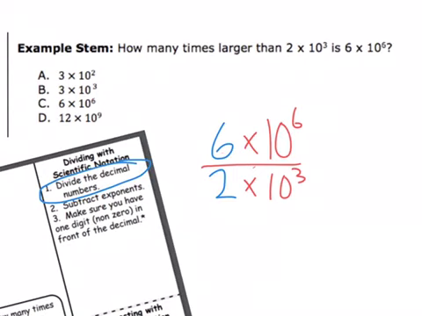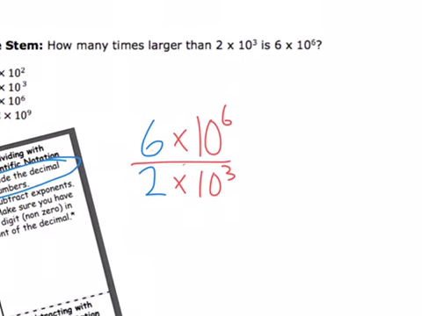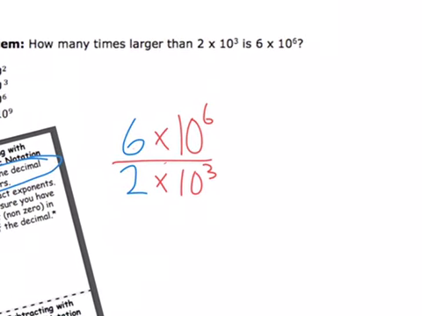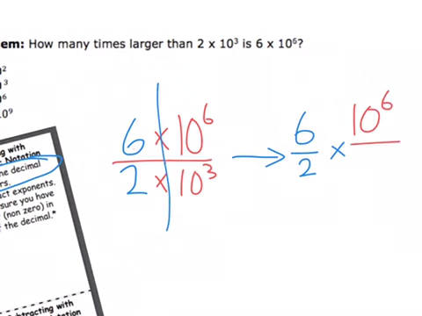Sometimes this kind of thing can be hard to see. So I'm going to rewrite the equation by separating it right in the middle, and I'll be able to see each part a little more clearly. So 6 divided by 2 times 10 to the 6th power divided by 10 to the 3rd power. Now we can see each part a little more clearly.